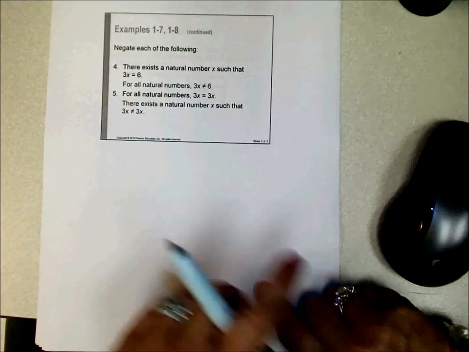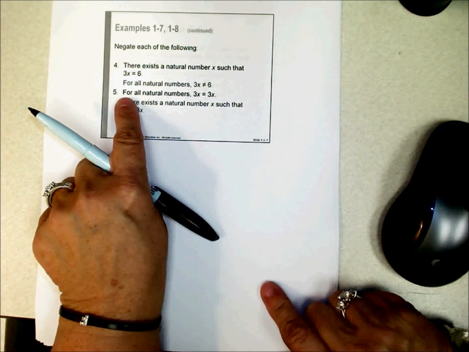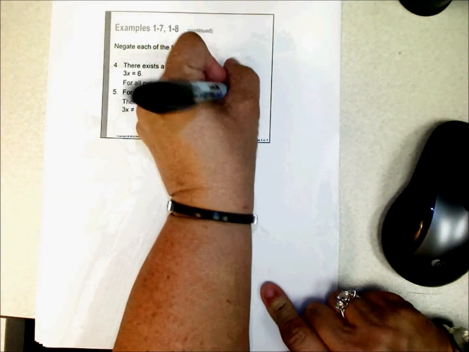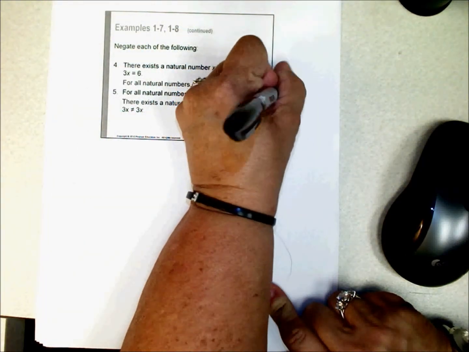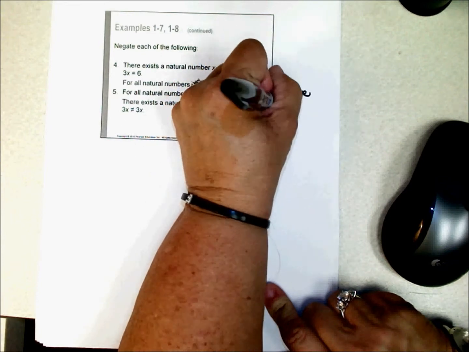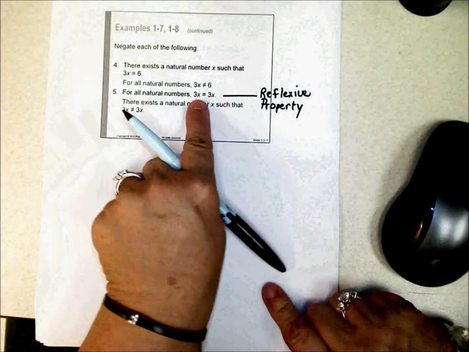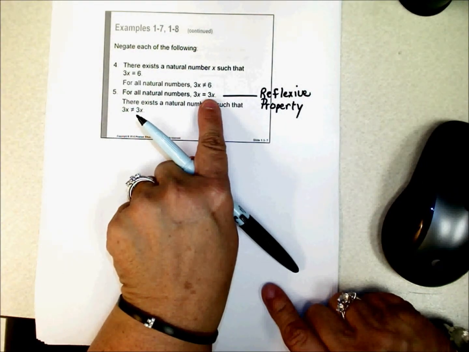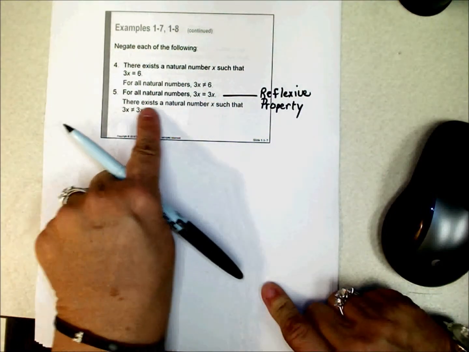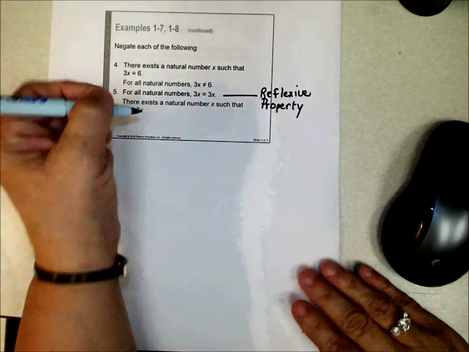Number 5 says, for all natural numbers, 3x equals 3x. 3x is equal to itself. That's an example of the reflexive property, which we'll talk more about later in another chapter. But that's an example of the reflexive property because everything is equal to itself. Then to negate that, there exists a natural number such that 3x is not equal to 3x. And we know then that that would be false as well.